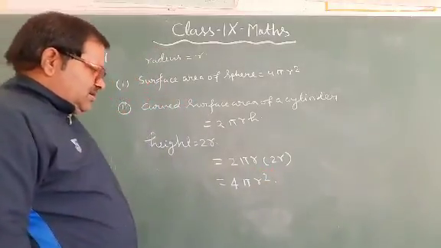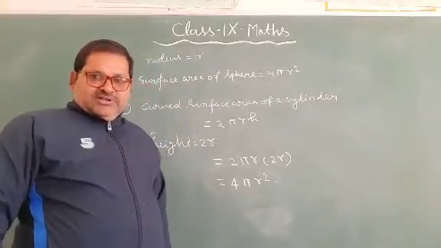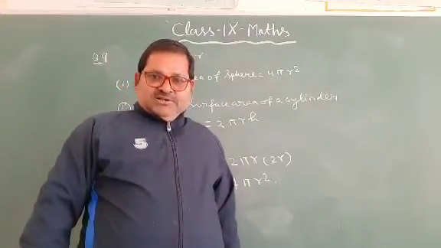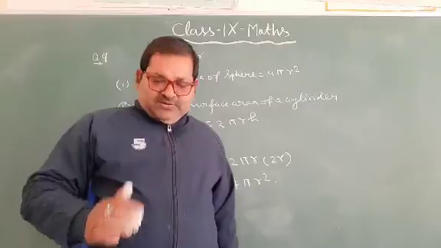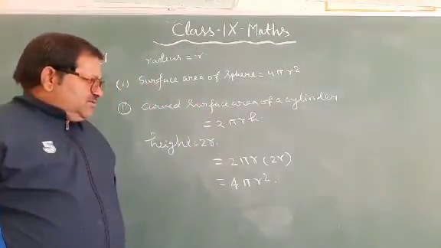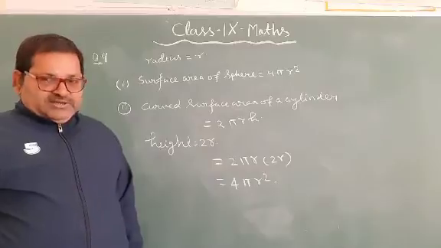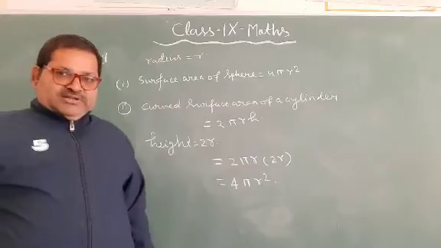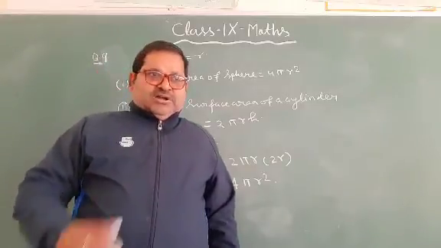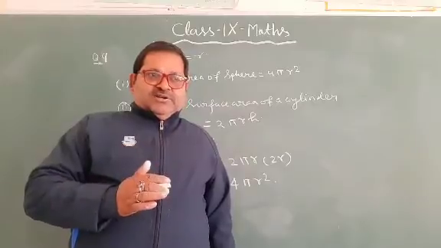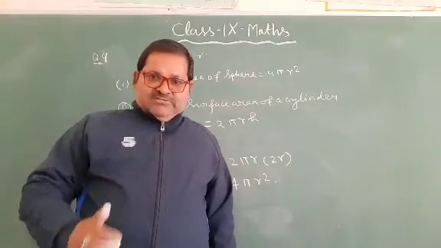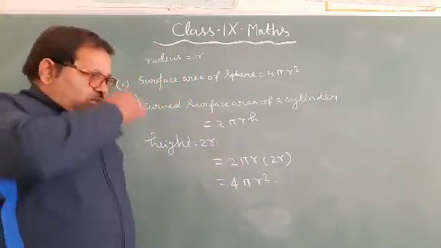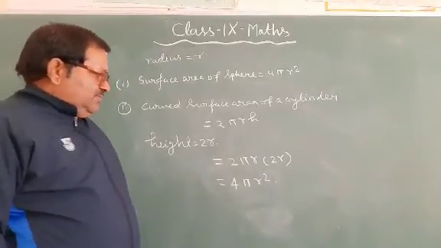4 pi r square is the curved surface area of the cylinder, because this cylinder has a radius r, and the height of cylinder is equal to the diameter of sphere. So diameter of sphere is equal to 2r, and the 2r is equal to the height of cylinder.